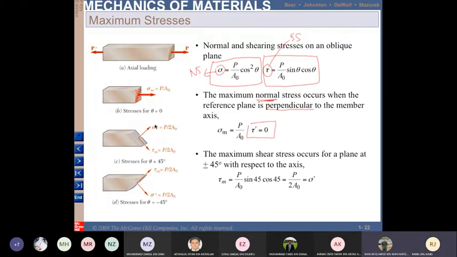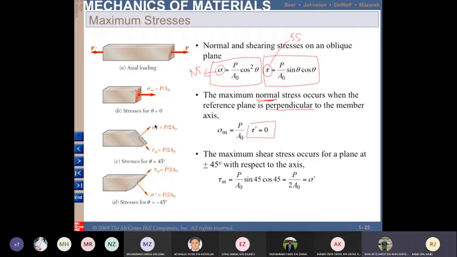The maximum shear stress occurs for a plane with respect to the axis. Oh no, my mistake. The maximum shear stress occurs for a plane at plus minus 45 degrees with respect to the axis. So the maximum shear stress occurs when it is 45 degrees.